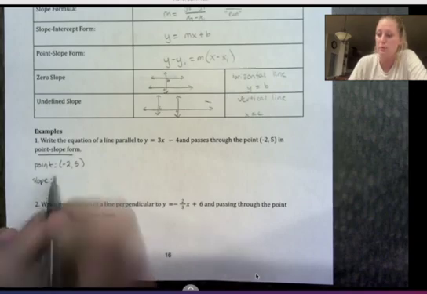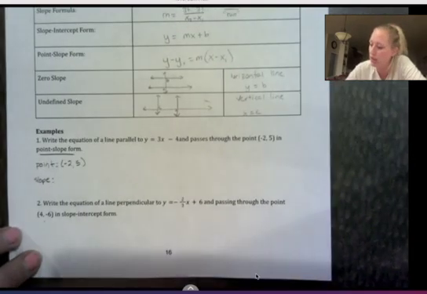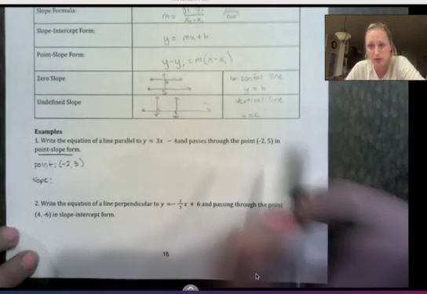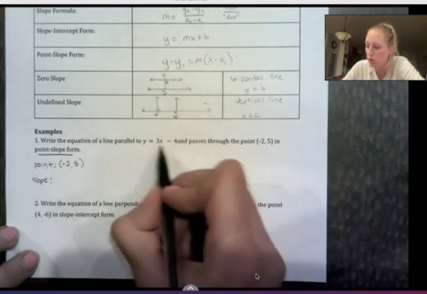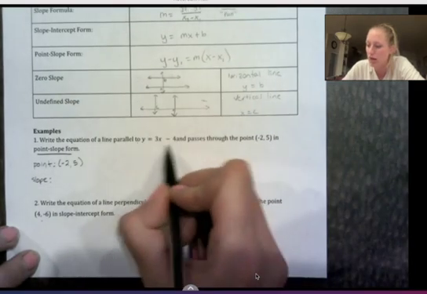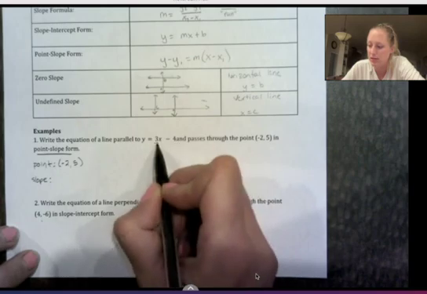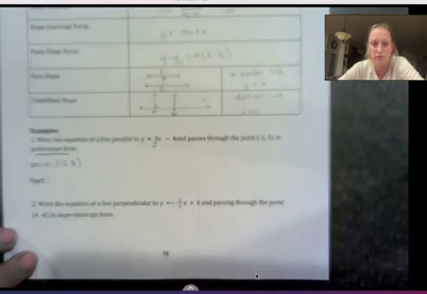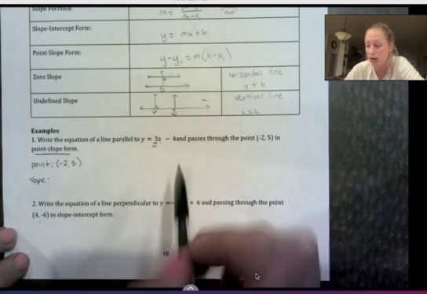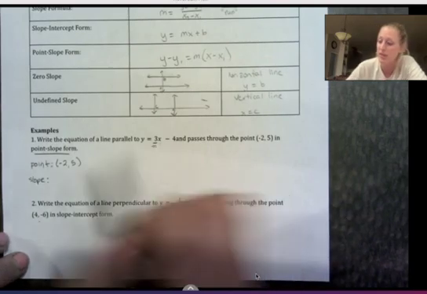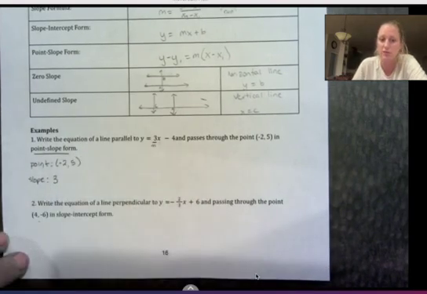Okay, the slope. Okay, so I want it to be parallel to this one. So remember, parallel lines must have the same slope. So I need to know, what is the slope of this line? Well, this is y equals mx plus b, right? This is the slope, the coefficient on x. So if I want it to be parallel, if this line has a slope of 3, this one must also have a slope of 3.